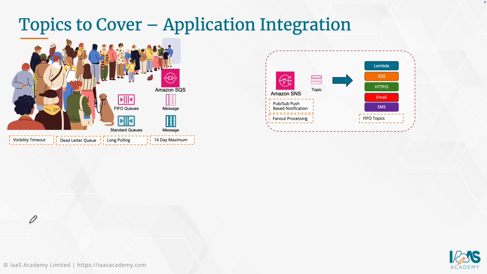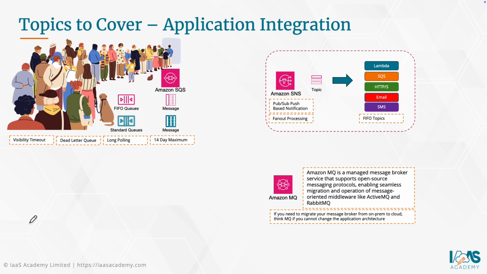With Amazon SNS, you can also configure what is known as fan-out processing, where you can have a single message fanned out to different subscribing endpoints. And then you should also be aware of the FIFO topics, which is a feature specifically designed for building connectivity with FIFO SQS queues.